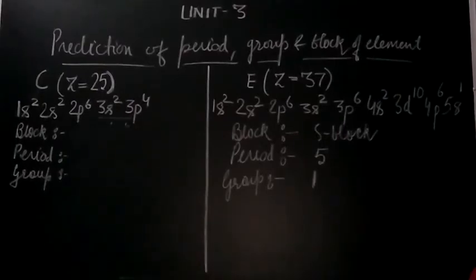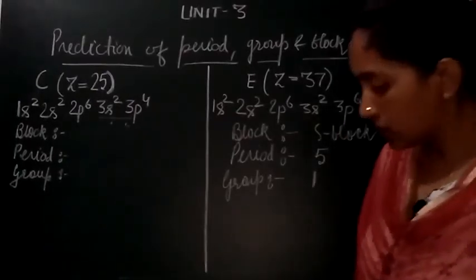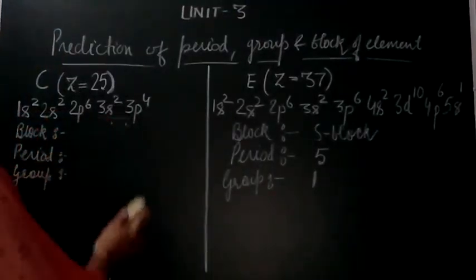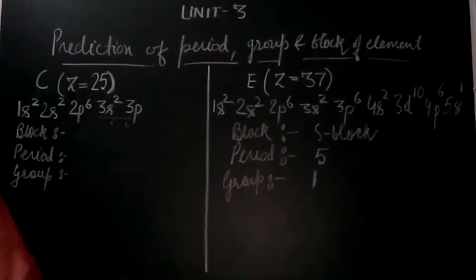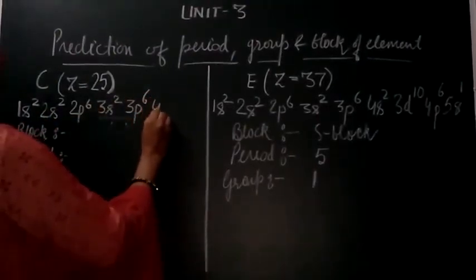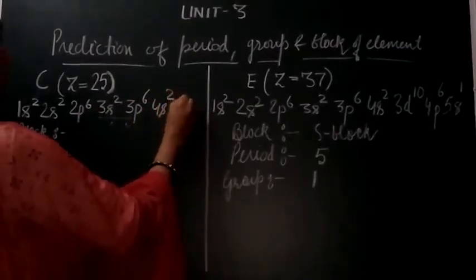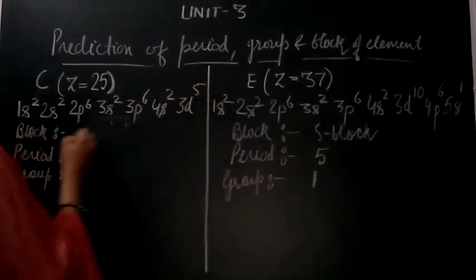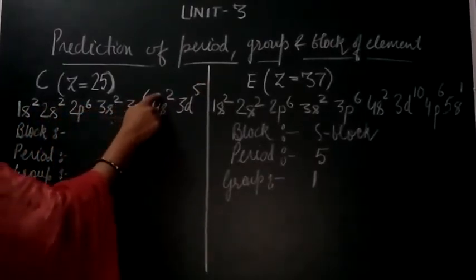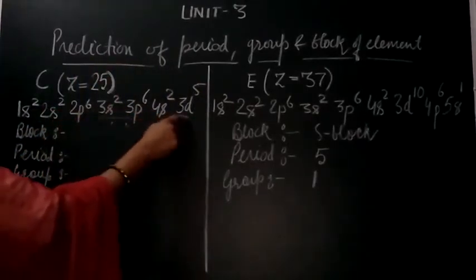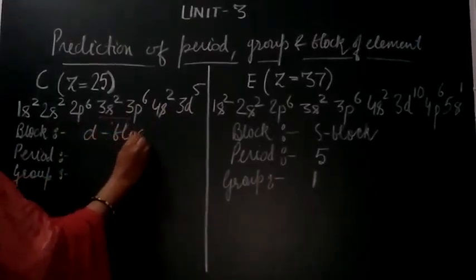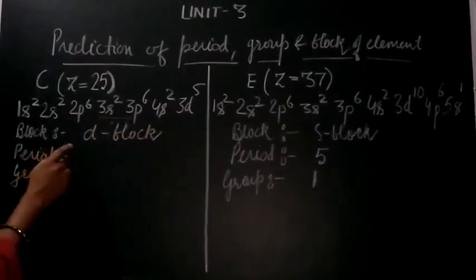So students, here Z equals 25, right? So here we will first write down the configuration. We have written till here 3s2, 3p6, right? So here it is 4s2, 3d5. We will just check it. So it's 4, 6, 10, 11, 12, 12 plus 6, 18, 19, 20, 25. Now you can see that the last electron entered in the d subshell, so it will be a d block element.